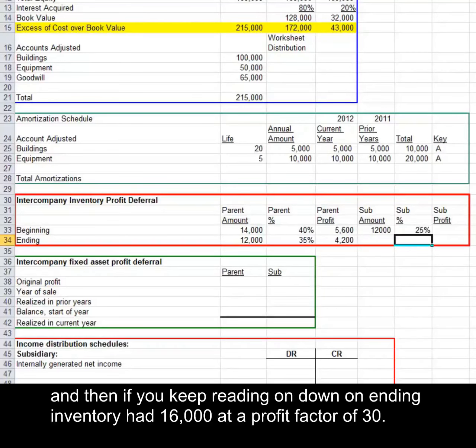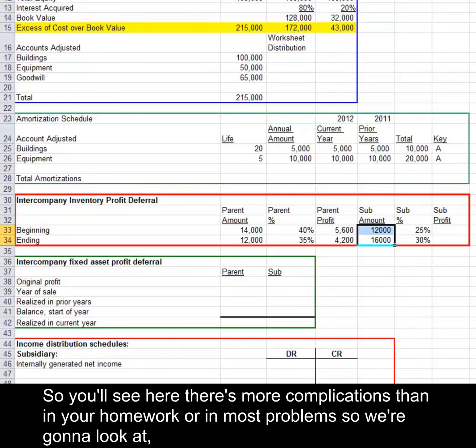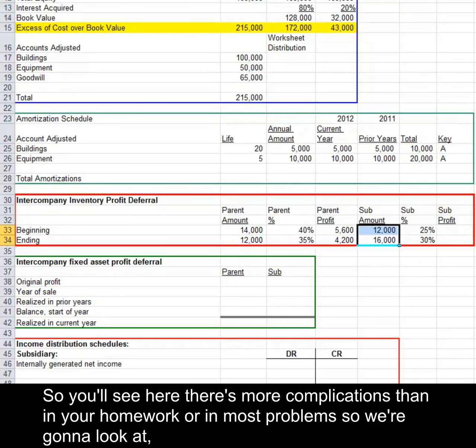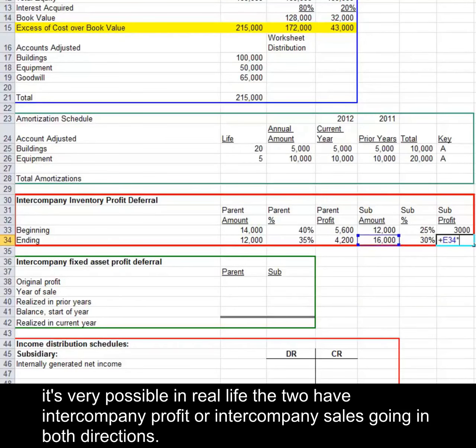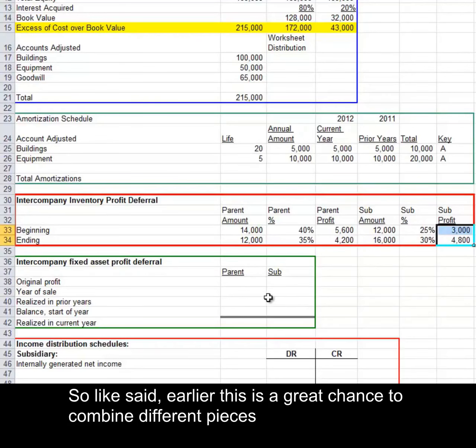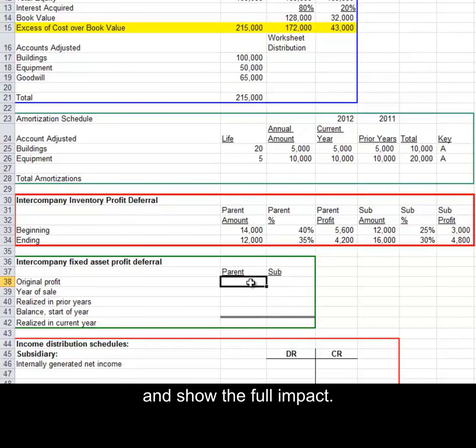And then if you keep reading on down, ending inventory had $16,000 at a profit factor of 30. So you'll see here there's more complications than in your homework or in most problems that we're going to look at, but it's very possible in real life that you have intercompany profit or intercompany sales going both directions. So like I said earlier, this gives us a great chance to combine different pieces and show the full impact.